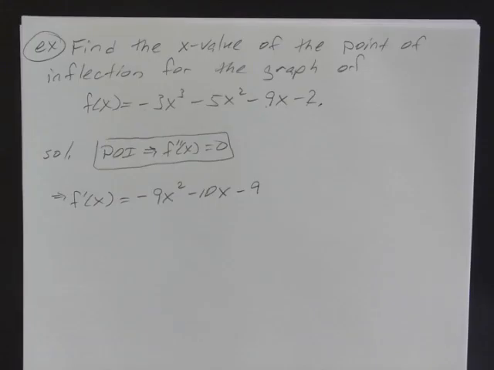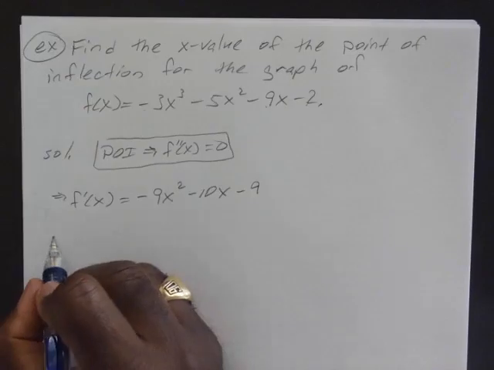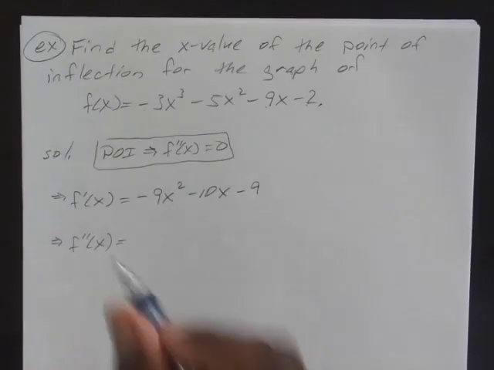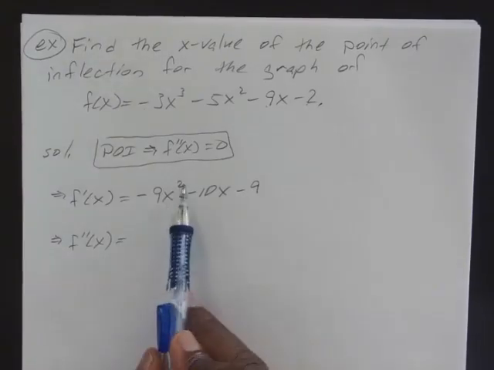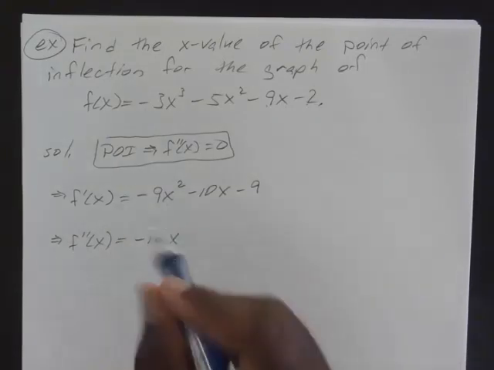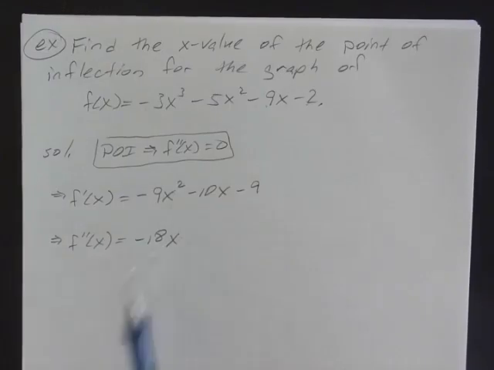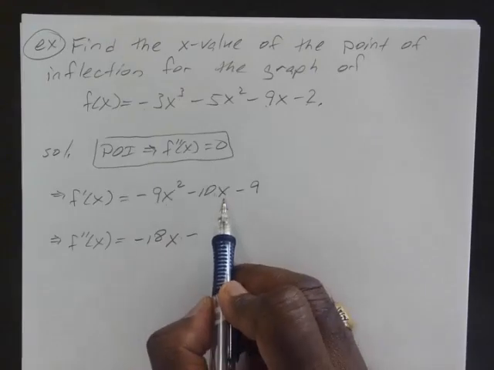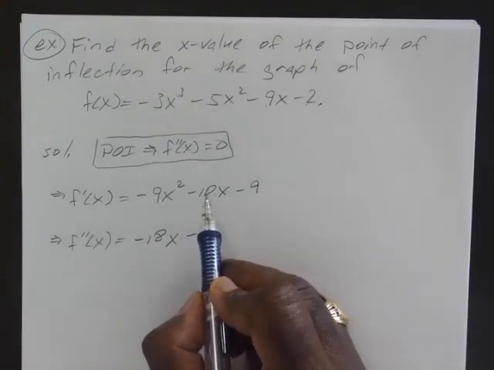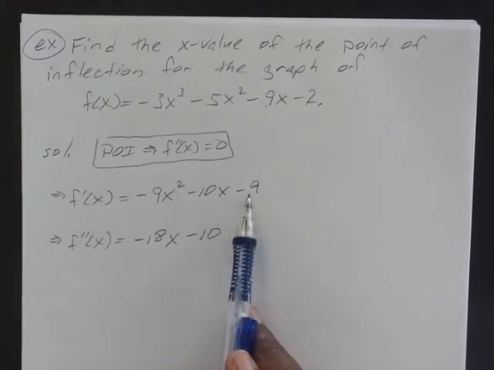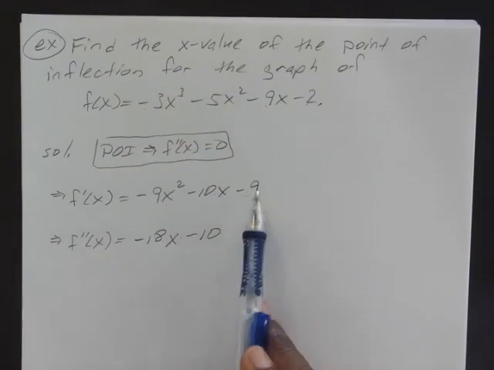Okay, so we have the first derivative. Now we take the derivative of that derivative. So the derivative of x squared, bring down the 2. Negative 9 times 2 is negative 18 times x to the power of 2 minus 1, which is just 1. So we can leave it like that. Minus 10 times the derivative of x. Derivative of x is 1. So negative 10 times 1 is just negative 10. Minus the derivative of 9. Derivative of 9 is just 0, so that disappears. So we know that's our second derivative.